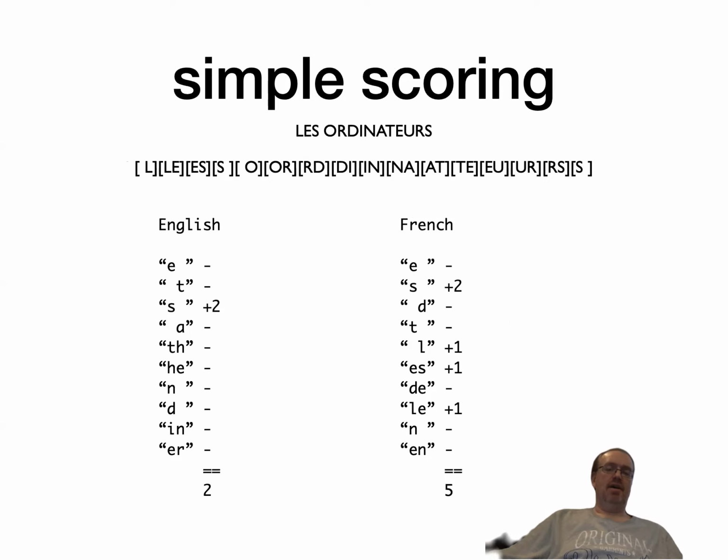First, we process "les ordinateurs", and only the ending S is found from the English language model. It's twice in "les ordinateurs", so the English gets a score of 2. From the French language model, 3 other bigrams are also found, and the French gets a score of 5, indicating that "les ordinateurs", according to the simple scoring method, is French, which would be quite correct.